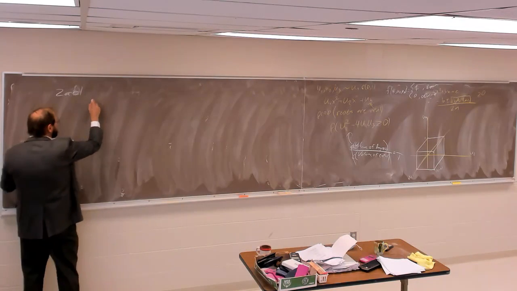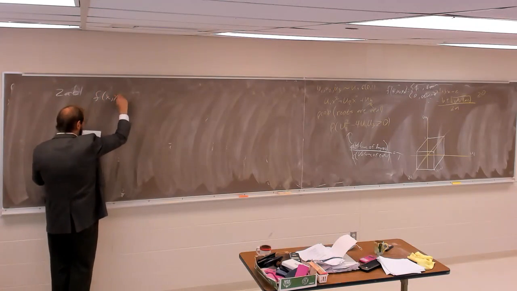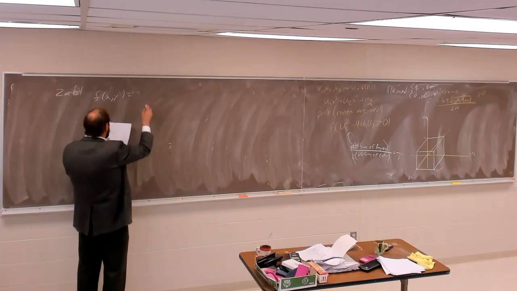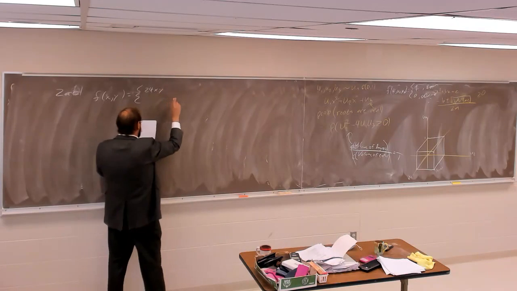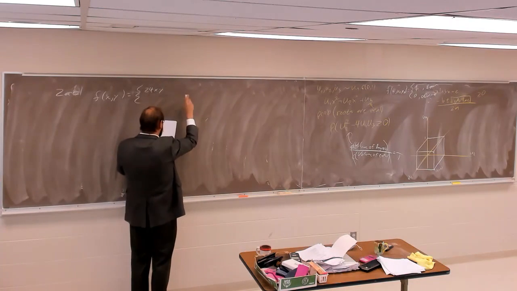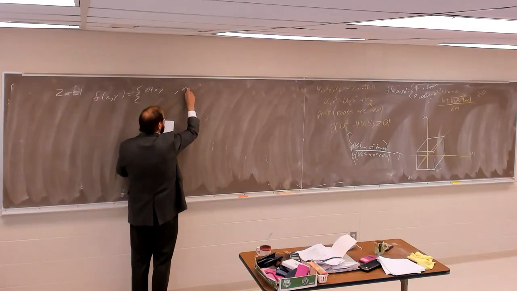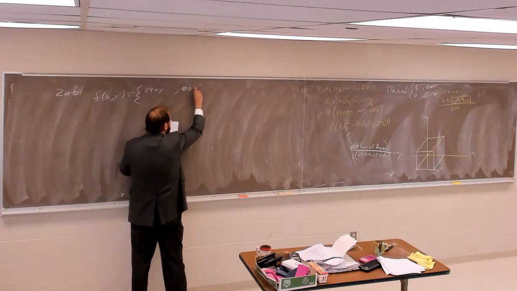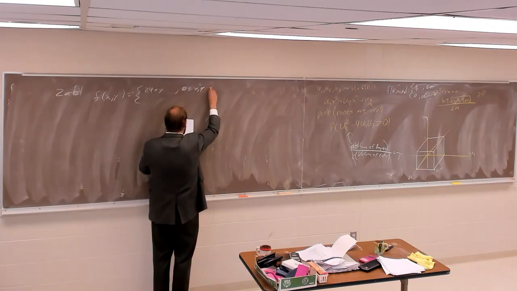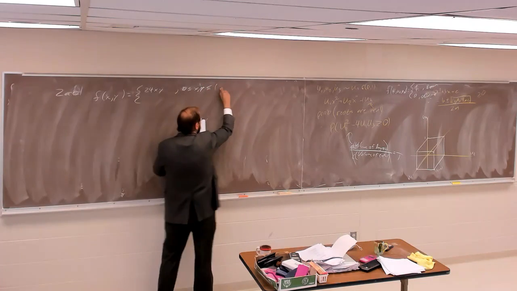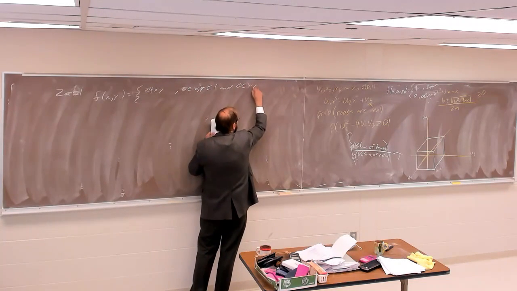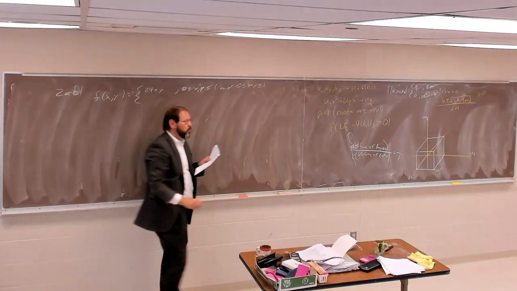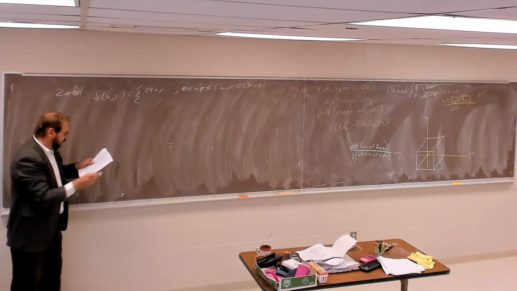Okay. So we're given f of x, y equals 24xy for 0 less than or equal to x and y, right? So x and y are between 0 and 1. And additionally, x plus y is between 0 and 1. And then it's 0 otherwise.